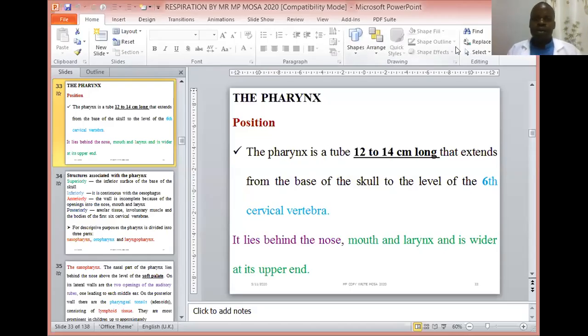Okay, good evening. I want to welcome you to the discussion that we started last time of the respiratory system. So today we're going to continue where we stopped. So let's start from the pharynx.